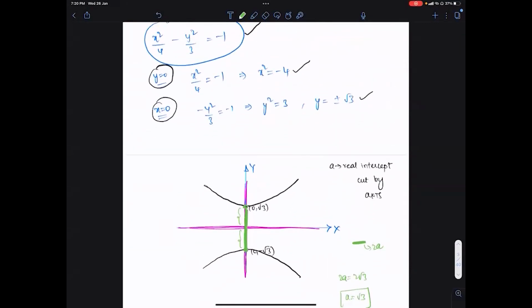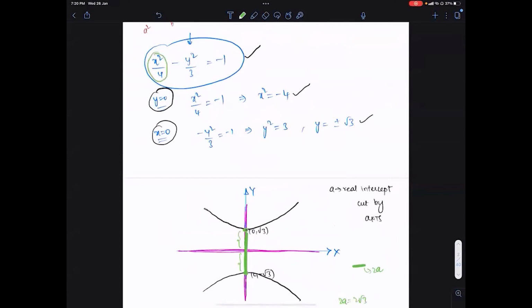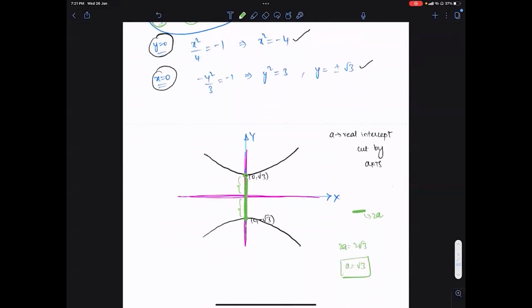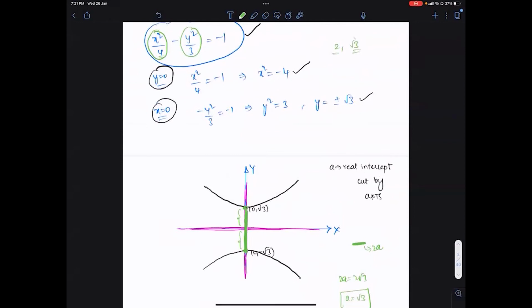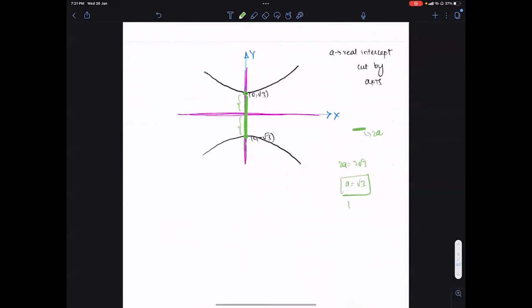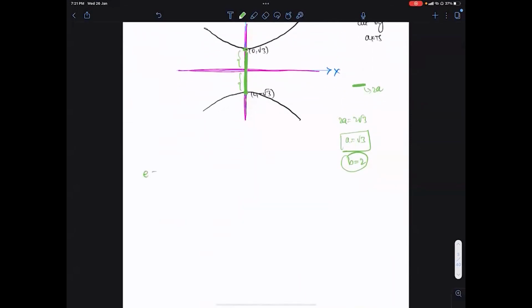See, the equation is like this: x square by 4 plus y square by 3. We are only confused because one is 2, one is root 3. Which one is a out of these two? In ellipse, normally it is the larger one. But in hyperbola, it's the real length. So root 3 is the real length one, and the remaining one is b. So what is b for the hyperbola? 2.